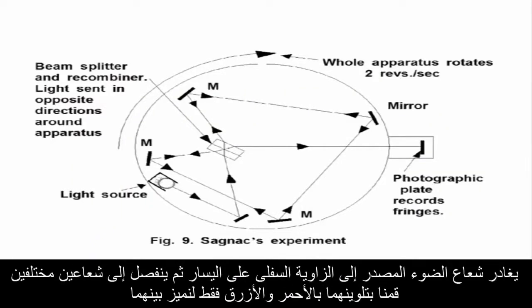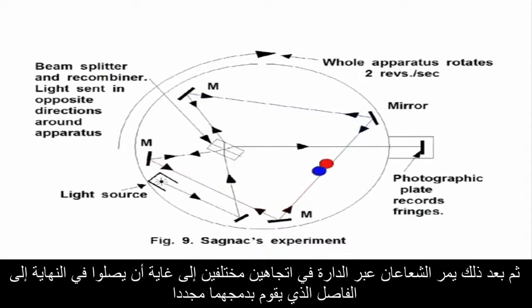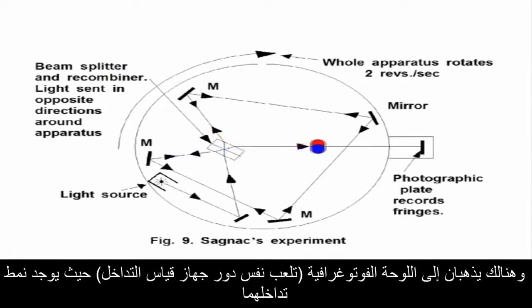A beam of light leaves the light source at the bottom left-hand corner and is split into 2 different beams, which we have coloured red and blue just to distinguish them. They travel round the circuit in opposite directions until they eventually reach the splitter, which also recombines them. There they then go on to the photographic plate, where they have interference fringes.